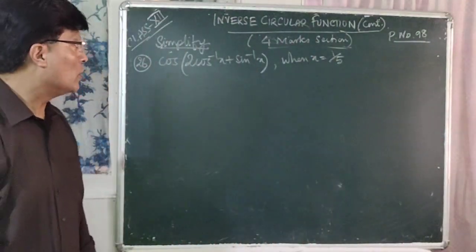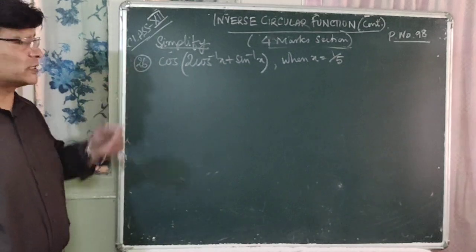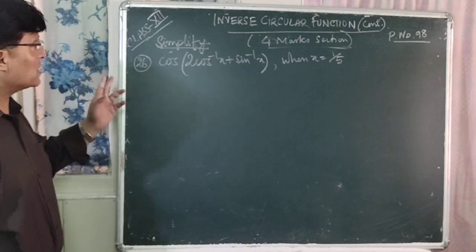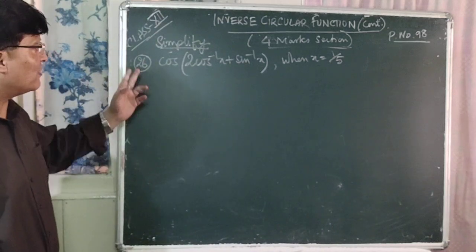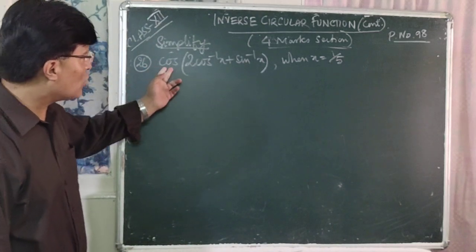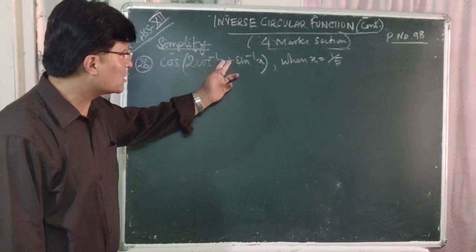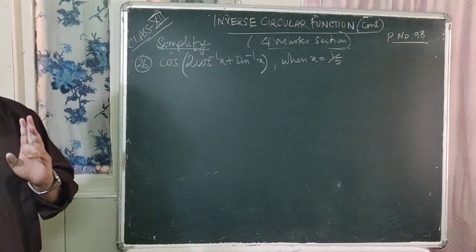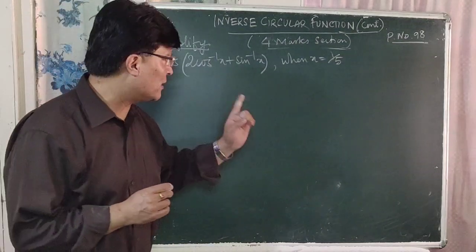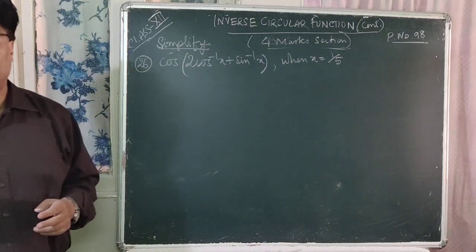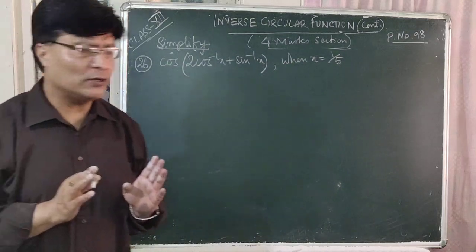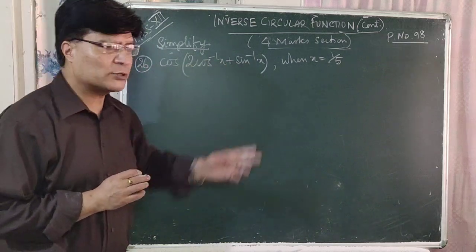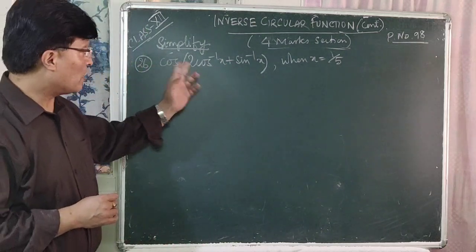So now we will simplify the next problem, number 26. In this case also you have to find the simplified value of this expression, that is cos of within bracket 2 cos inverse x plus sin inverse x, when x is equal to 1 upon 5. Directly you cannot put the value x is equal to 1 by 5 here. First of all you have to simplify this given expression, right? Let us simplify it. So how will you simplify it?